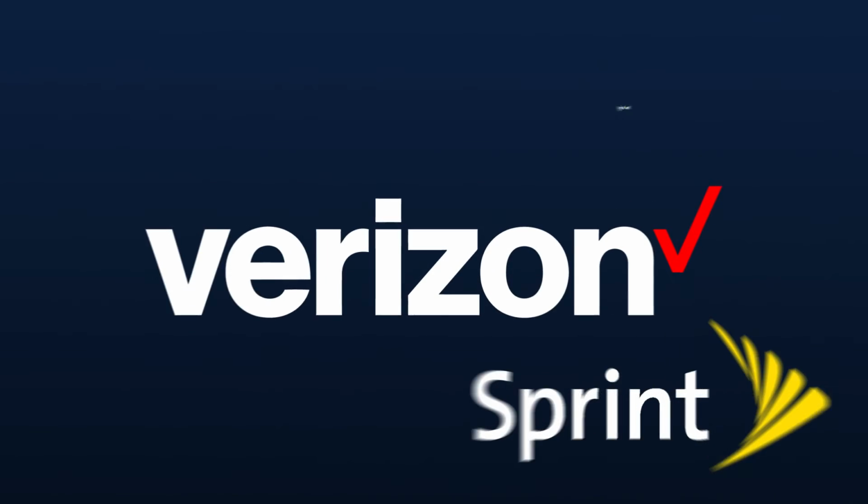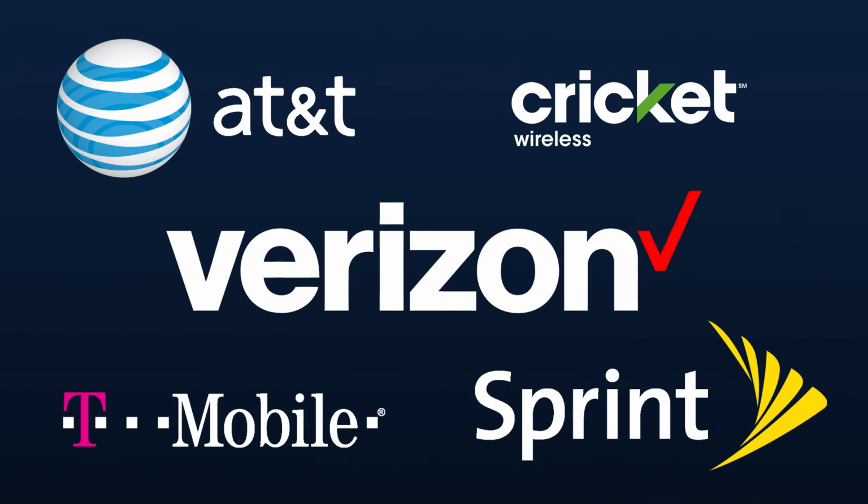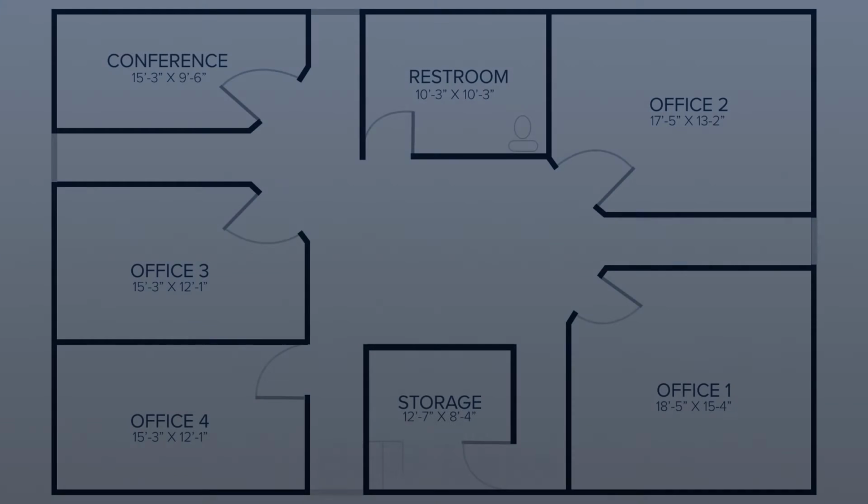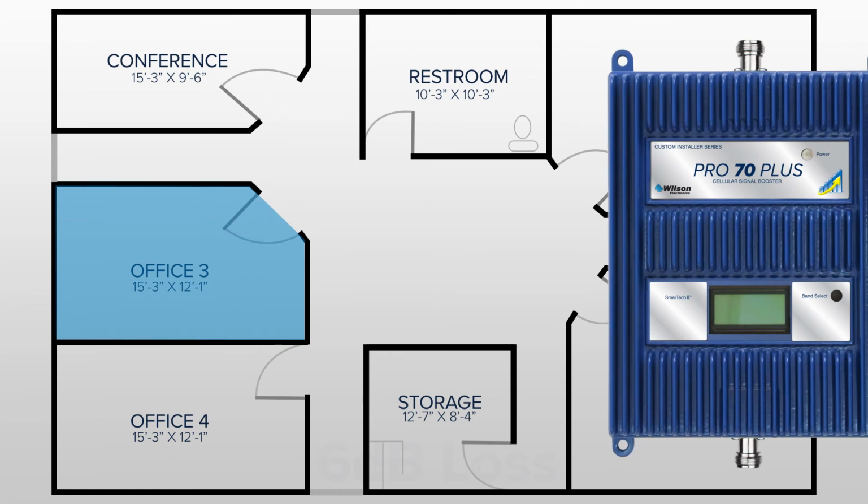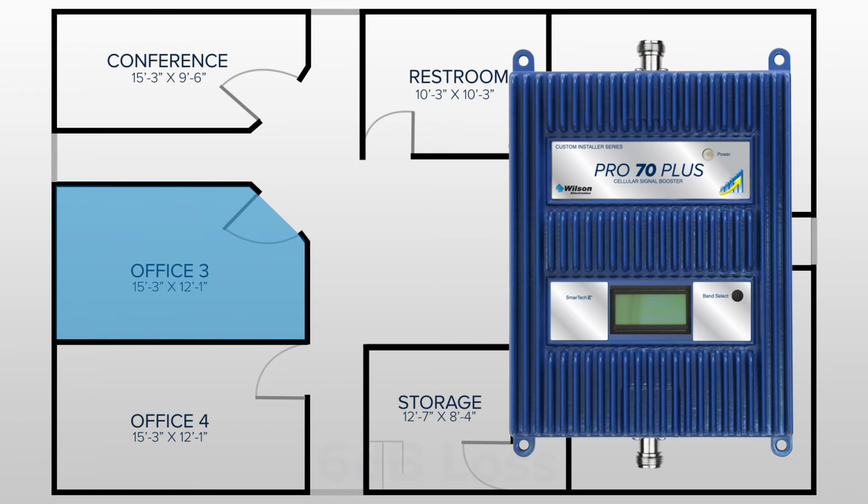So let's run through an example to see how this all comes together. You'll want to apply this calculation to each of the carrier's frequencies that you will be amplifying to determine the coverage area for each carrier. We'll use a small office and a Pro 70 Plus as our location and amplifier.